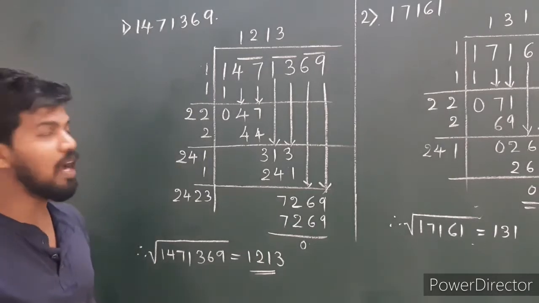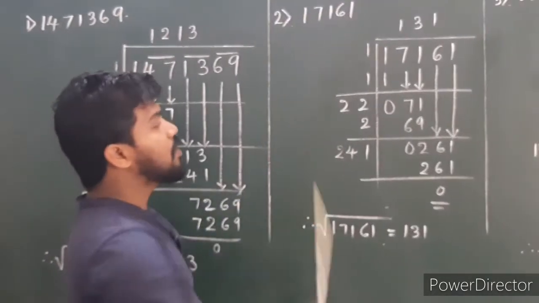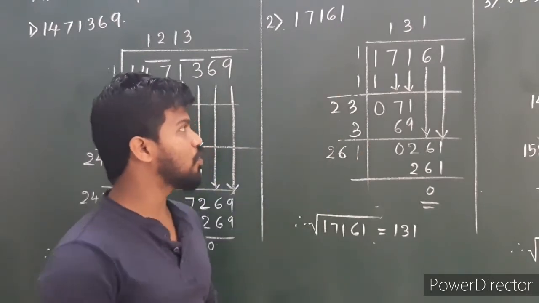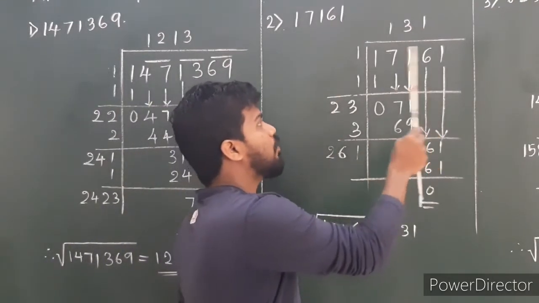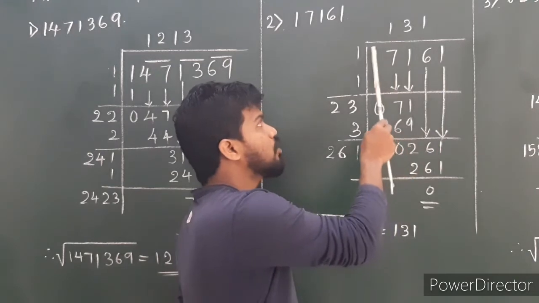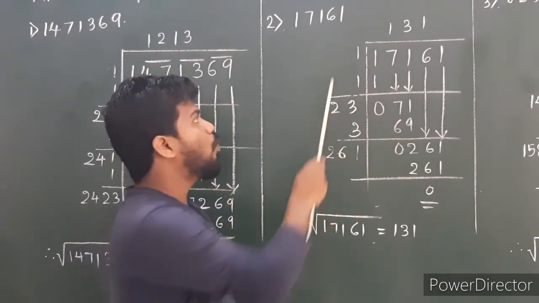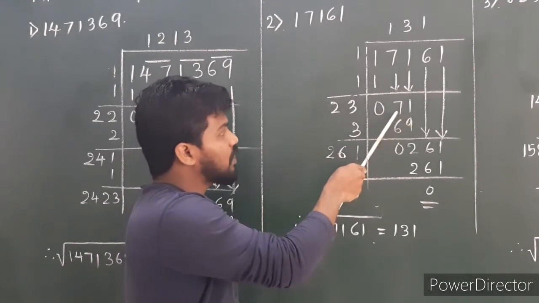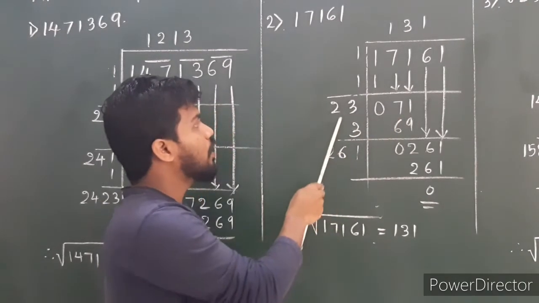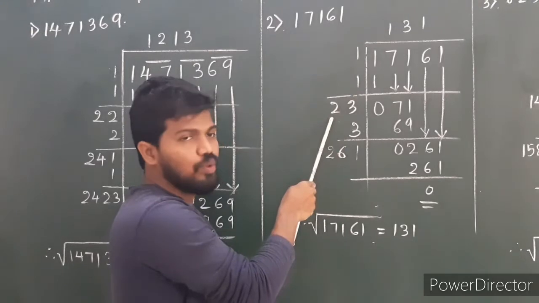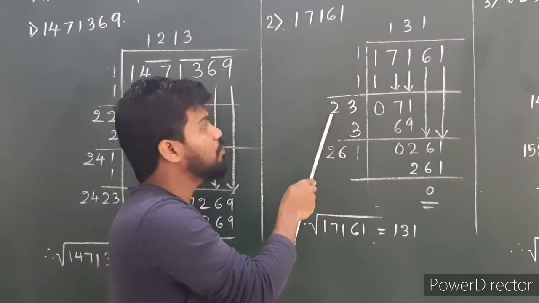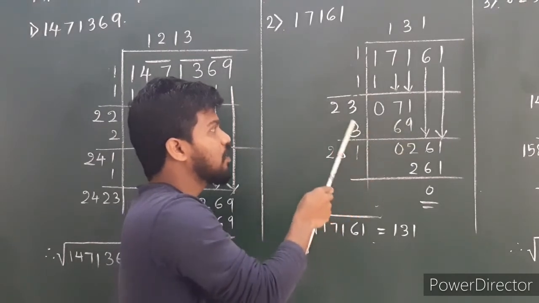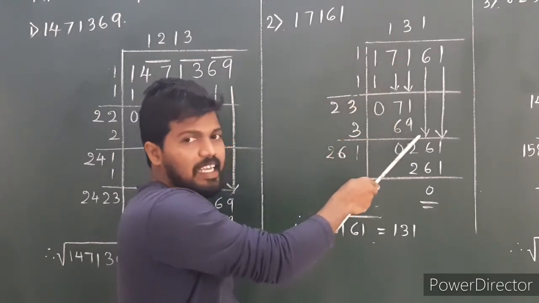The next question you have is 17,161. First you make it into pairs, 6 and 1 one pair, 7 and 1 one more pair. So 1 becomes unpaired. 1 ones are 1, so the remainder you got is 0. The next two numbers, 7 and 1, you take. Now 1 plus 1 is 2. Now it is 23 into 3, you get 69.